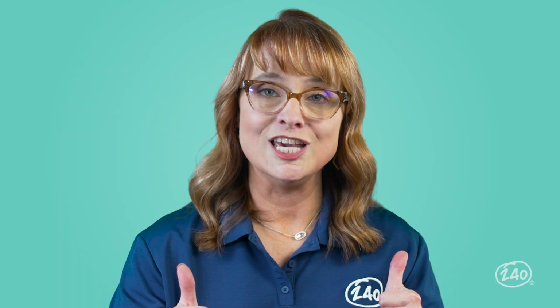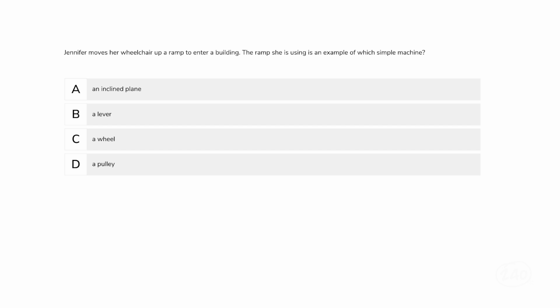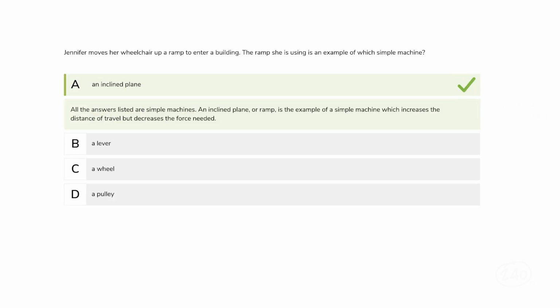Domain A? Done. Now we're moving on to the actual science questions, starting with physical science, specifically simple machines. Jennifer moves her wheelchair up a ramp to enter a building. The ramp she is using is an example of which simple machine? While all the answers listed are simple machines, an inclined plane or ramp is the example of a simple machine which increases the distance of travel but decreases the force needed.